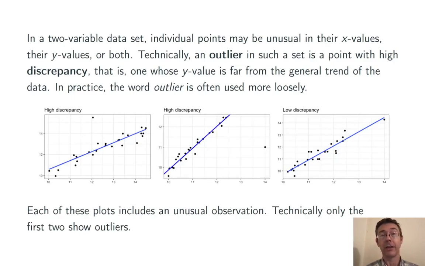Here are three data sets, each with a linear trend, and one unusual observation. In the first two graphs, you see that the point lies far from the regression line. It has high discrepancy. In the third case, the unusual value is more or less in line with the trend of the data, so it's not really being considered an outlier here.